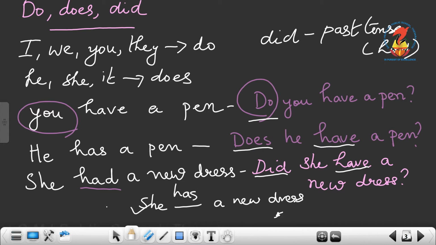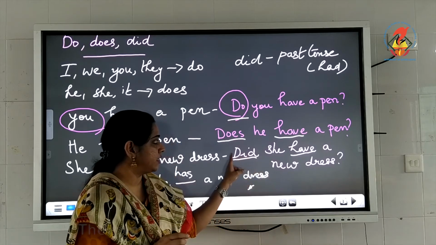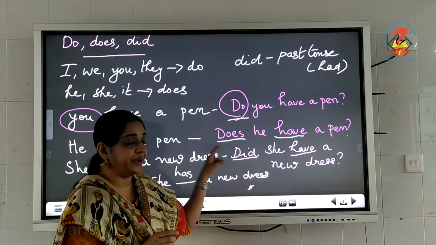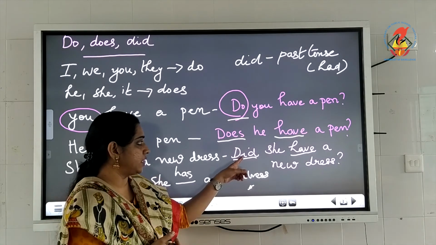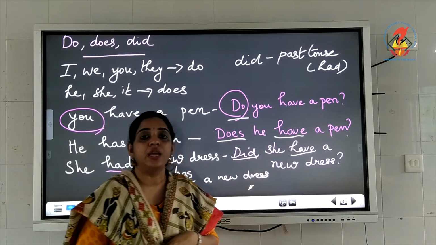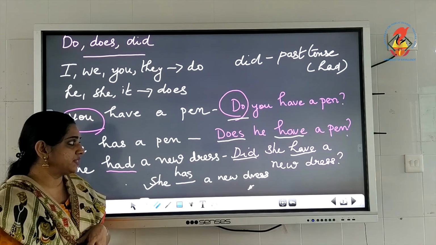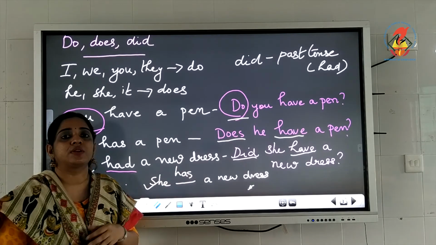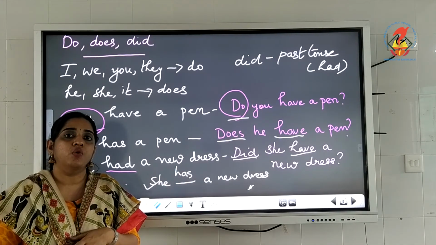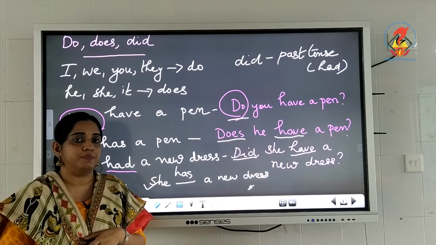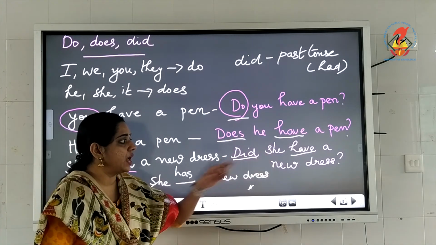That is correct. But why have I used "have" here? Because I have already put a question word, "did". So if I am using a question word, I have to use the original form of the verb. Okay, so I hope it's clear. Whenever you write questions, remember you should use the original form of the verb. So that's why I have used "have" here.